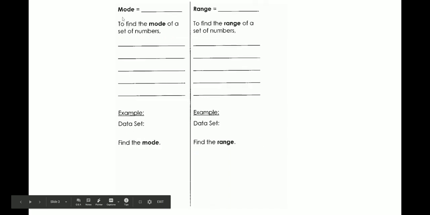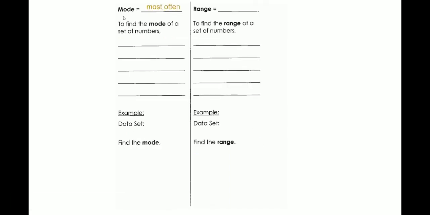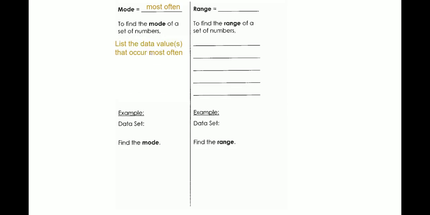Our next concept is mode, and mode is the number that happens the most often. This is the easiest of all of them. So to find the mode of a set of numbers, you list the data values that occur the most often. So let's say our data set is 2, 3, 3, 2, 4, 3, 4, 2, 5, and 6. And let's say the question was, how many pets do you have at home?